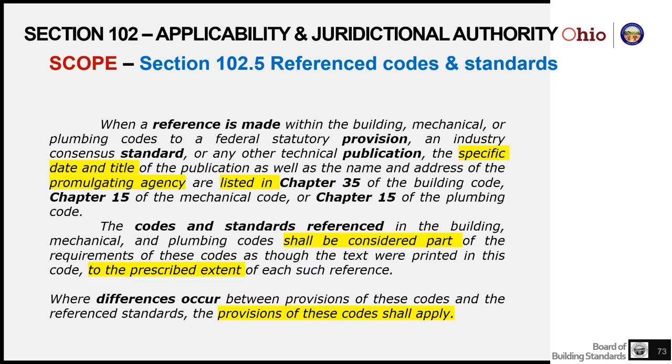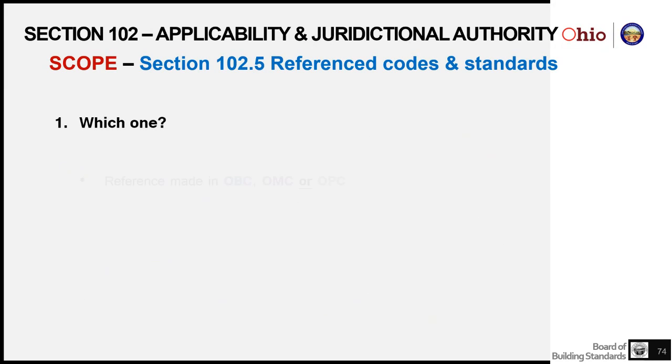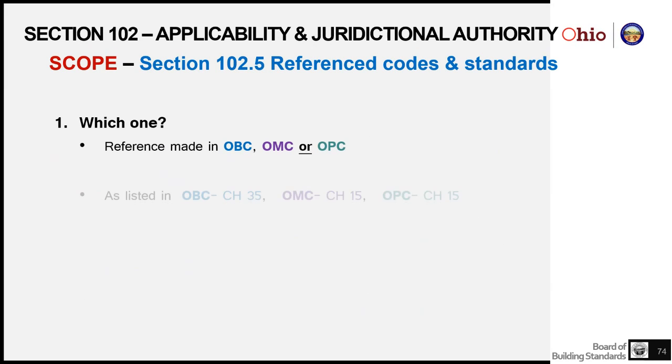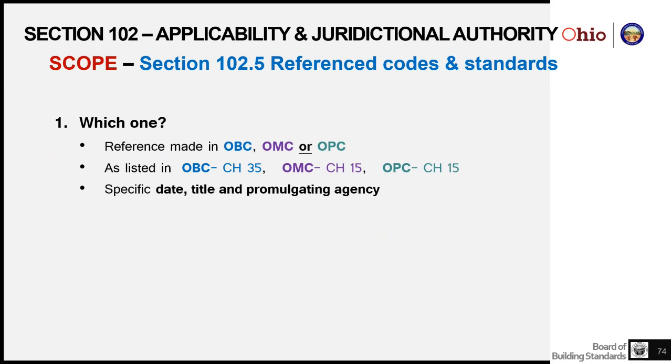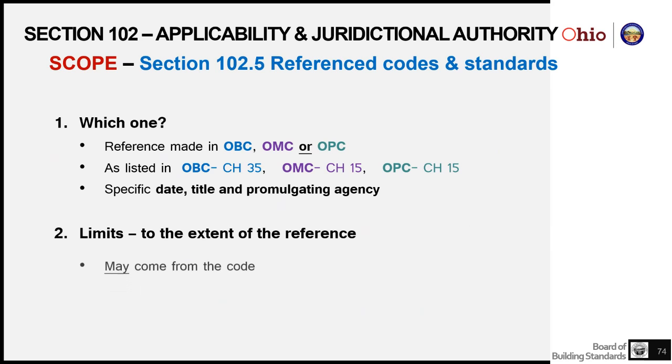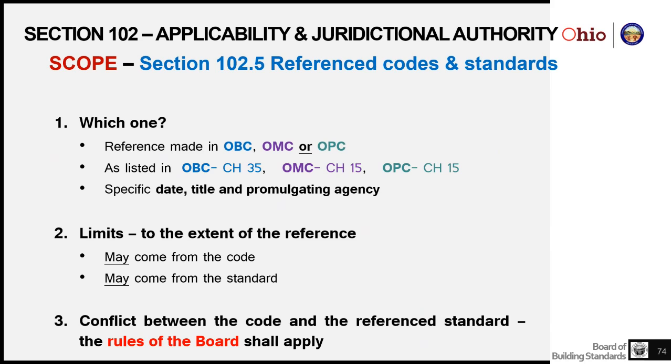So, the rules of the board. We go back to our list. Again, the reference is made out of the rules of the board. It has to go to the chapter of reference standards. It has to be the date, title, and the promulgating agency listed in those chapters. There are limits. It may come from the code. It may come from the standard. And yes, you do use the rules of the board if there's a conflict between the building code and the reference standard.